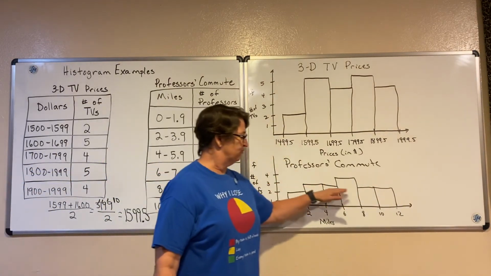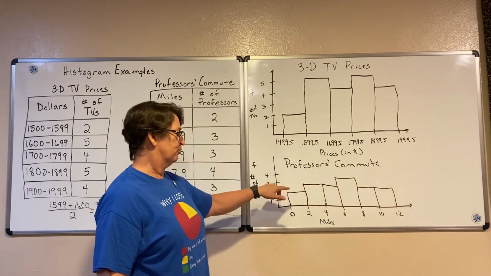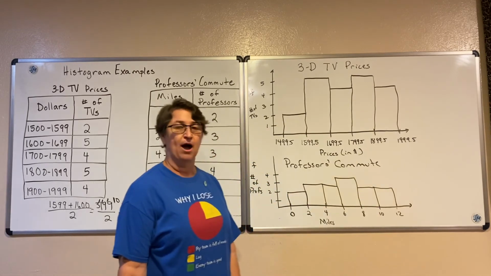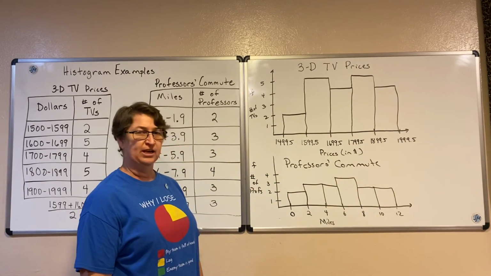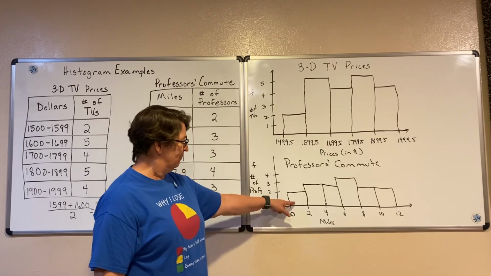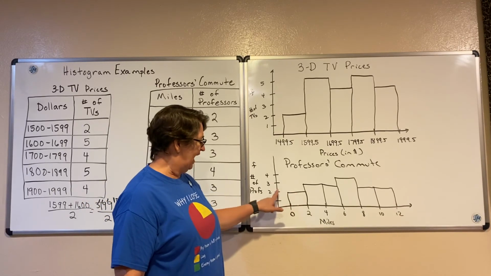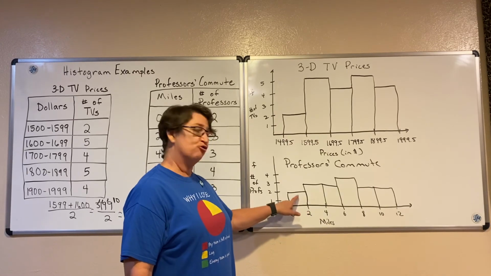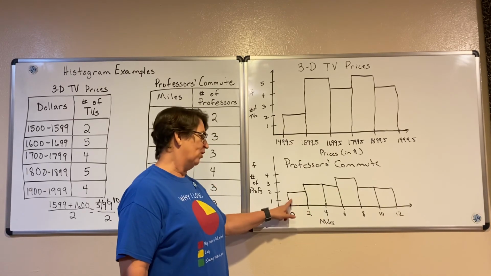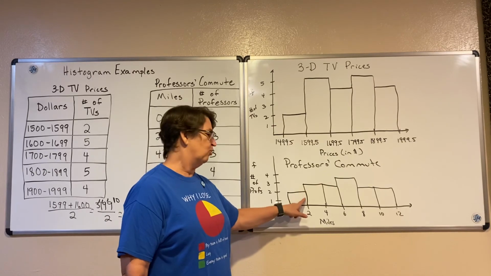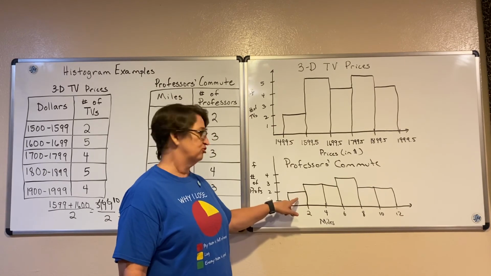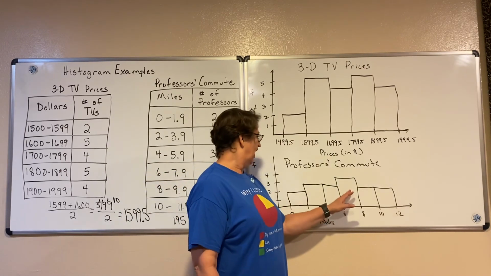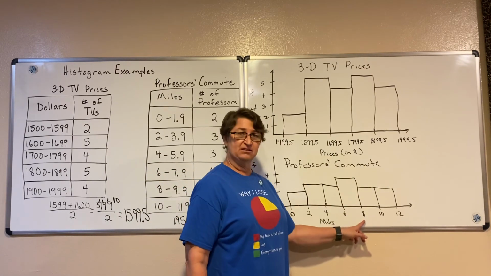It's pretty much uniform, or it's pretty well spread out, but each category has about the same number of professors in it. And remember again what this bar means. This bar means I have 2 values between 0 and 2. They might both be 1. They might be 0.1. They might be 1.1. I don't know what they are. I just know there are 2 values between 0 and 2. In this bar, I have 4 values between 6 and 8.